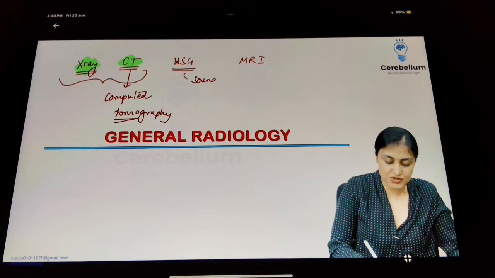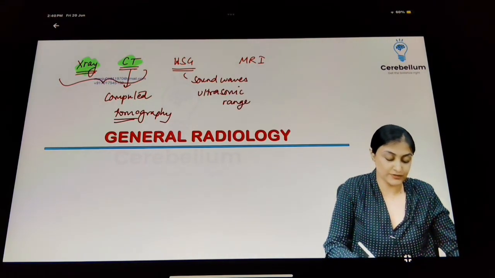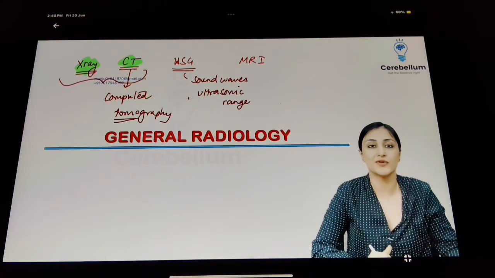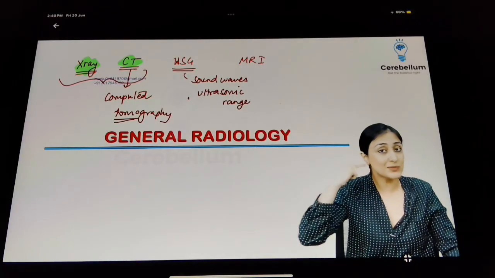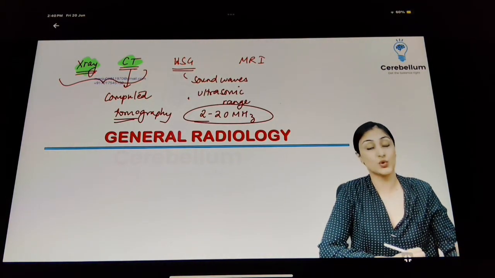Ultrasound, as the name suggests, uses sound waves, and these are in the ultrasonic range. You can't really hear these sound waves. When you get an ultrasound done, can you hear? You can't hear those sound waves because they're in the ultrasonic range. They begin when my hearing power ends. So these sound waves are in the 2 to 20 megahertz range.